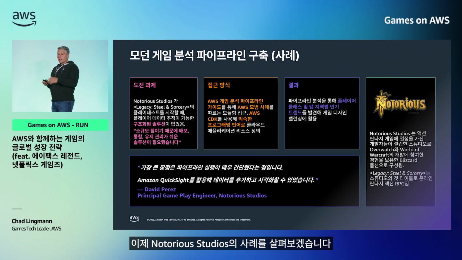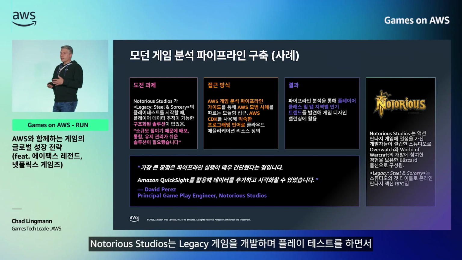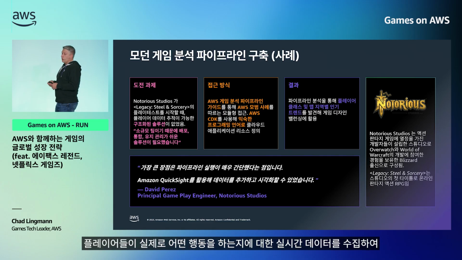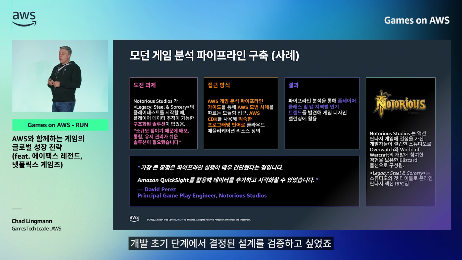So let's talk about this example of Notorious Studios. They wanted to get real data on what players were doing during playtests in their development game Legacy, and to validate design decisions early in development.